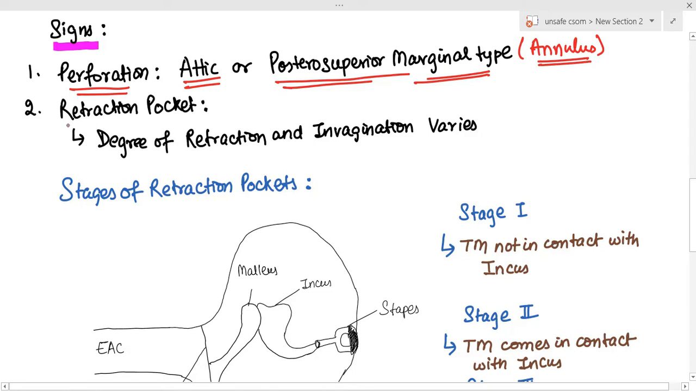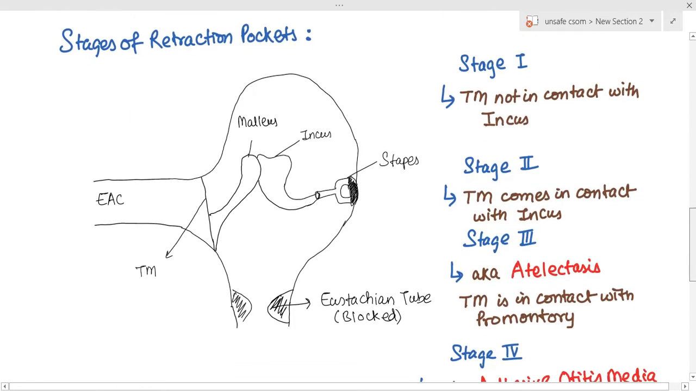Okay, now the retraction pocket, as we have discussed in the primary cholesteatoma, there can be a degree of retraction pockets and it varies depending on the stage. Okay, so what are the stages of retraction pockets, or the stages of retraction of the tympanic membrane? Now this is Sade's classification of retraction pockets. So at stage 1, there is tympanic membrane retraction, but it is not in contact with the incus. Okay, this is stage 1.